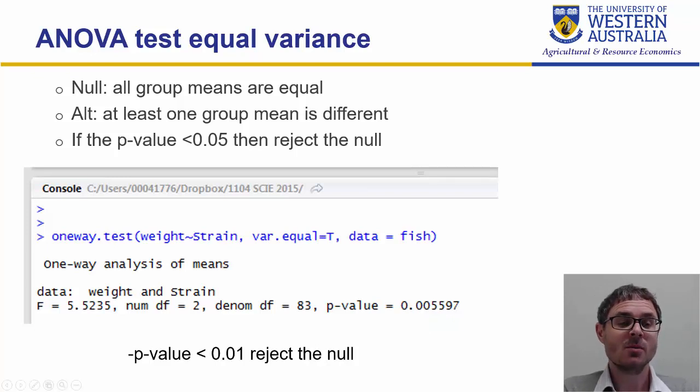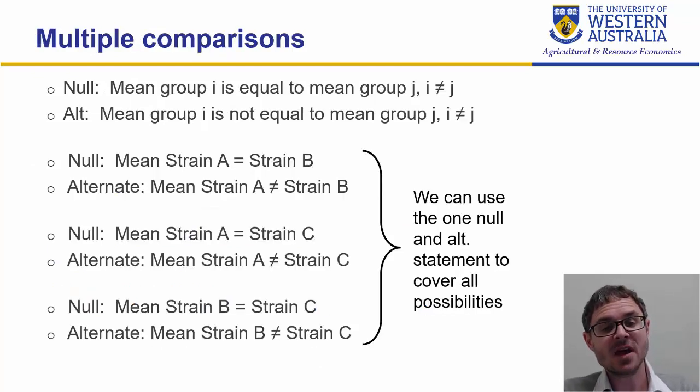Now I'm going to go on to multiple comparisons. So the thing I want to understand with my multiple comparisons is a neat way to express all of the possible null and alternate hypotheses that we're going to test. So rather than writing them all out, all the possible comparisons we do, we use this notation. We say the mean of group i is equal to the mean of group j for i not equal to j. And the alternate is just not equal.